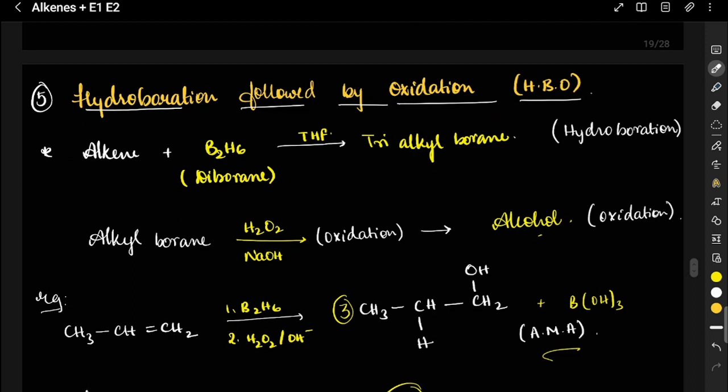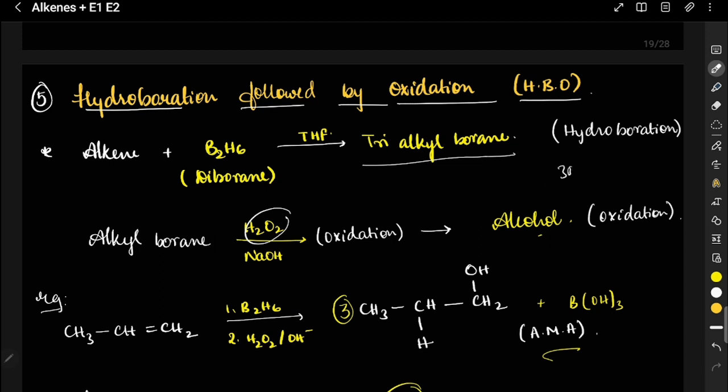Now, hydroboration followed by oxidation. This also we have discussed very elaborately. Here, the alkene is reacted with B2H6 or diborane, and trialkyl borane is formed. Later, when you react it with H2O2, then what would happen?